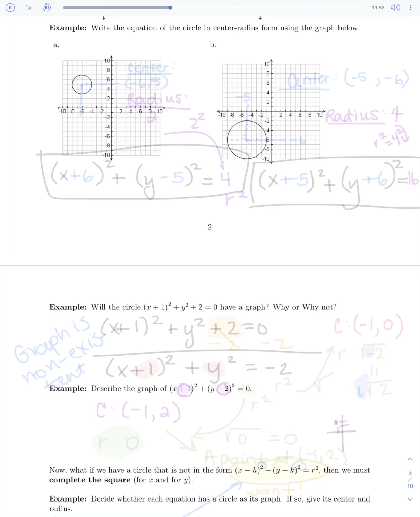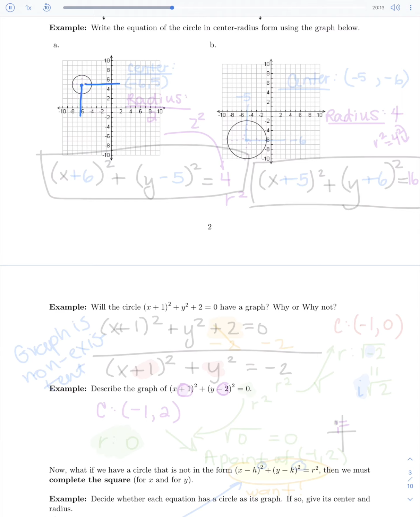Now let's go in reverse. Now we've got the picture of a circle. How do we find its equation? Same idea, so we kind of need to work in reverse. We still need to find its center and its radius. So for the first picture, you need to figure out where's the middle of the circle, which looks like it's about here, and work backwards.